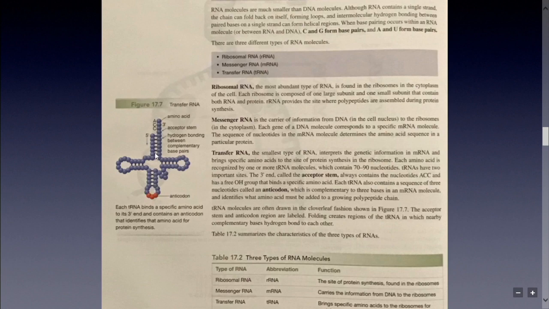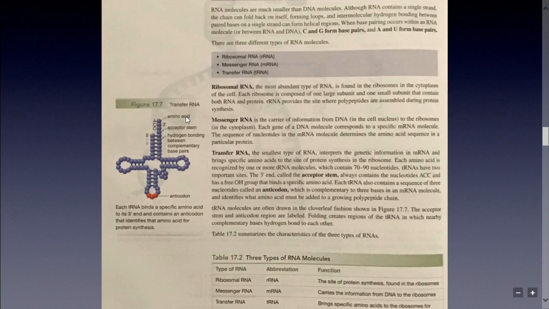The other important region is up here where the amino acid attaches, and that's called the acceptor stem. And it always has this sequence here: A, C, C, adenine, cytosine, cytosine. And actually it's always on this 3' end. So the 3' end of the nucleic acid always has ACC, and that's called the acceptor stem. That's where the amino acid is going to bond.